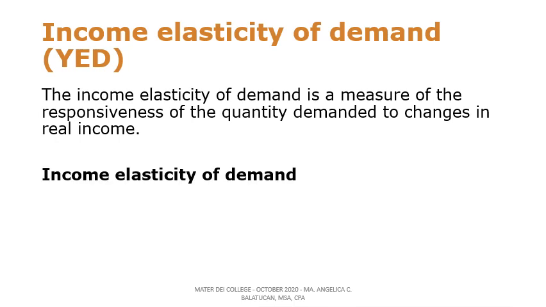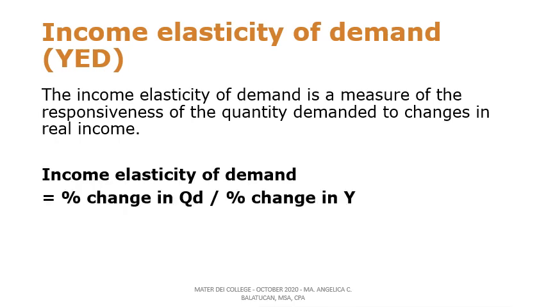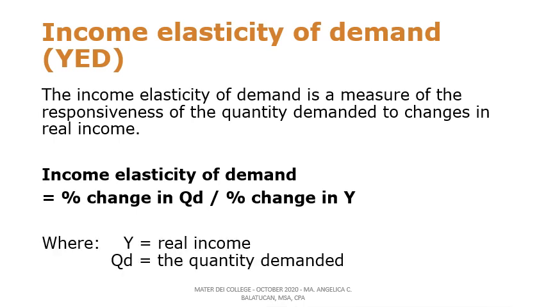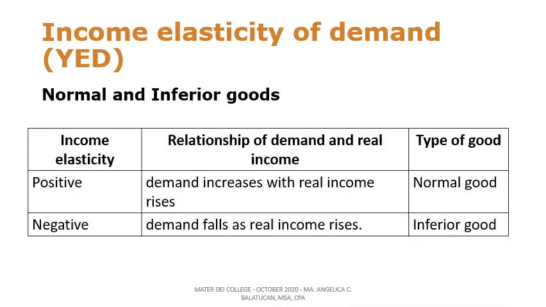So the formula would be percentage change in quantity demanded over percentage change in income. So our Y here represents the real income. That's why the acronym for the income elasticity of demand is YED. So when we compute the income elasticity of demand, we will be able to know if the goods are normal or inferior. So what are normal goods and what are inferior goods?